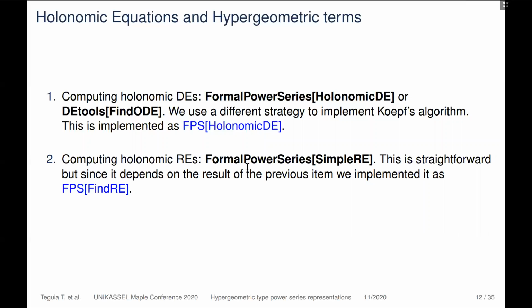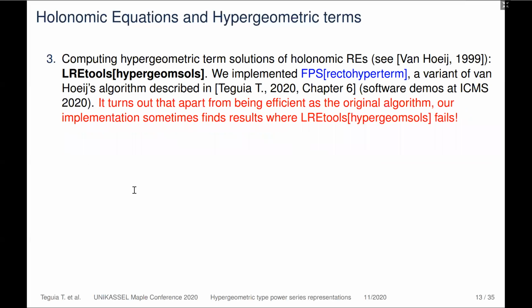For the computation of holonomic recurrence equations, this is straightforward from the previous step, but since these steps are dependent, we have our implementation called find RE. Now, since we are at the last step, you have to compute m-fold hypergeometric term solutions of holonomic recurrence equations. The case m equal 1 is implemented in Maple as hypergeomsols by Mark van Hoeij. And this algorithm is also needed somewhere in our ingredient. So we also have an implementation of it.